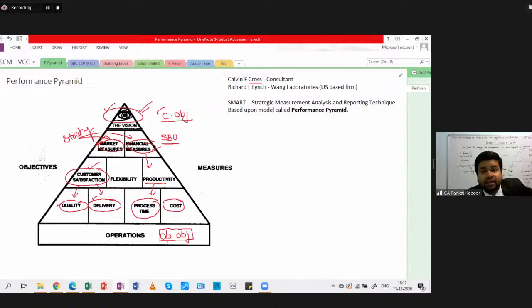In the year 1989, they wrote this particular article. But three years after, they wrote a book as well, in the year 1992. When they gave this model in the book, instead of word cost, they write here waste.